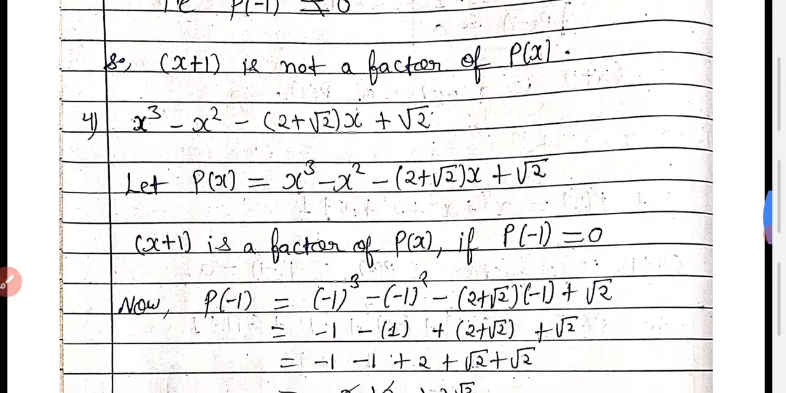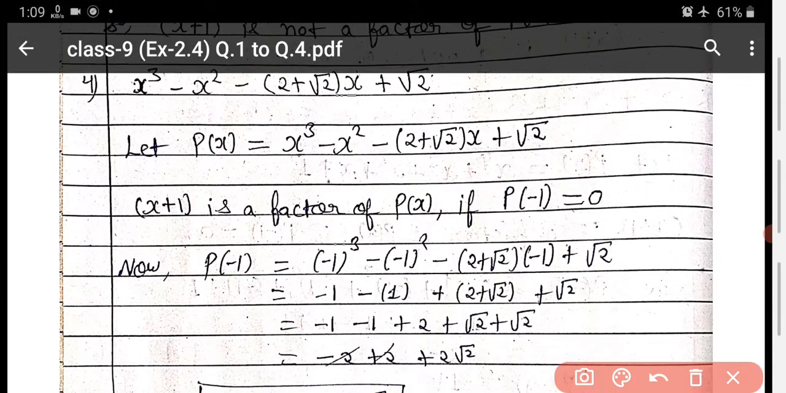Now come to question number 4. I write here the polynomial p(x). X plus 1 is a factor of p(x) when the remainder is 0. Now write p of minus 1. Put minus 1 in place of x, and the rest as it is.